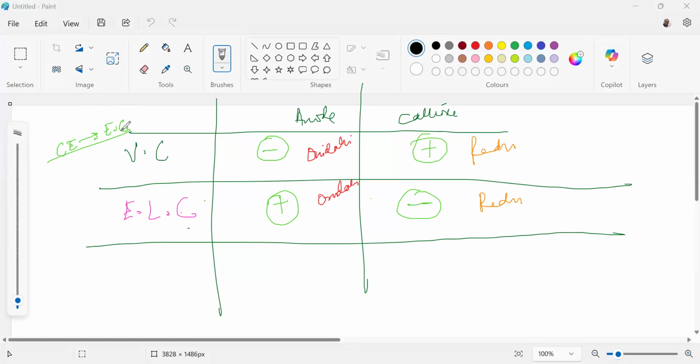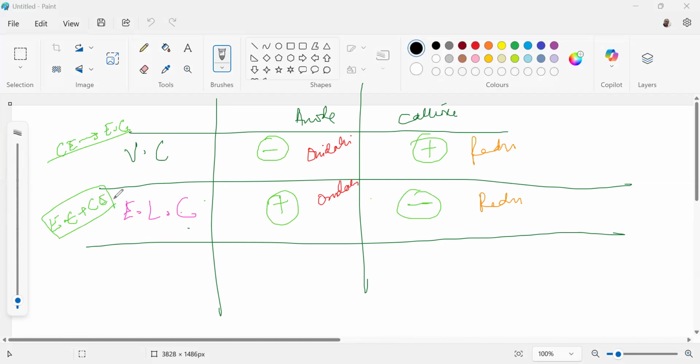Examples of the Voltaic cell are any battery, a dry battery, a car battery, or a laptop battery. These are all Voltaic cells. Now, the electrolytic cell: a non-spontaneous reaction happens, which we force by passing electrical energy, and chemical energy is obtained. Is this clear to you?